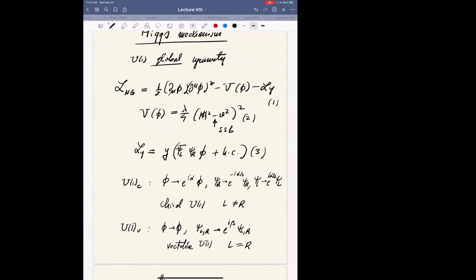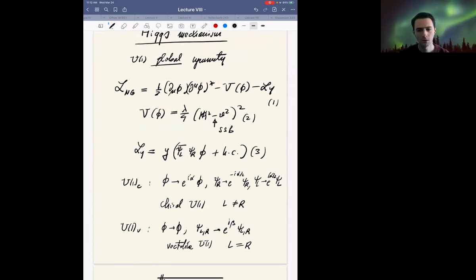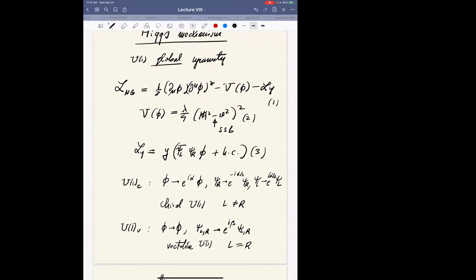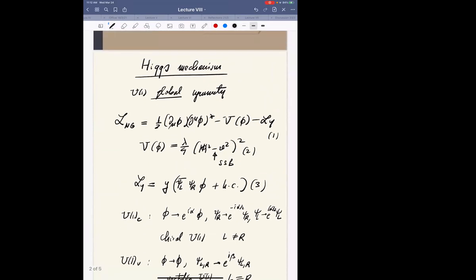Is it F mu nu terms? No, how can it be F mu nu terms? I started with a global symmetry. I mean, Higgs mechanism is the title of the lecture, but I start with a global symmetry. There is no gauge field. I didn't miss that.